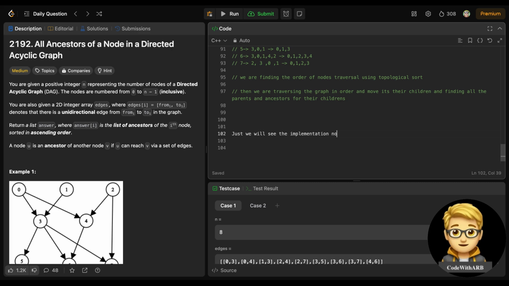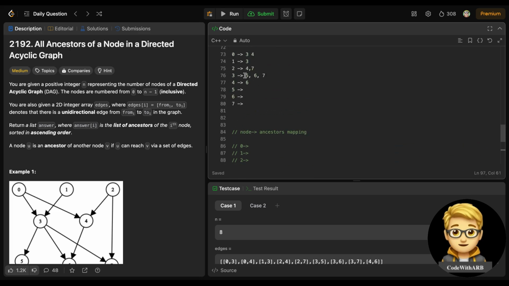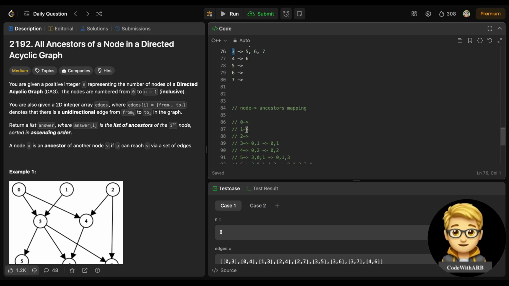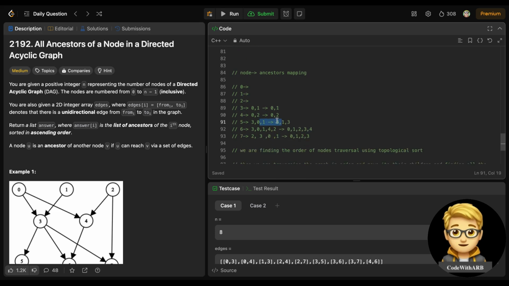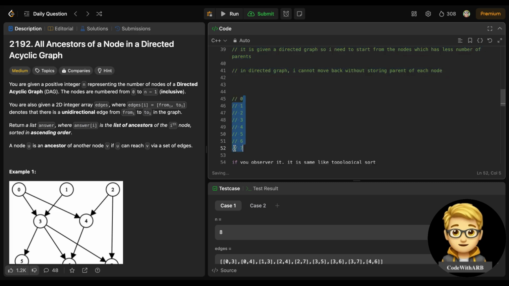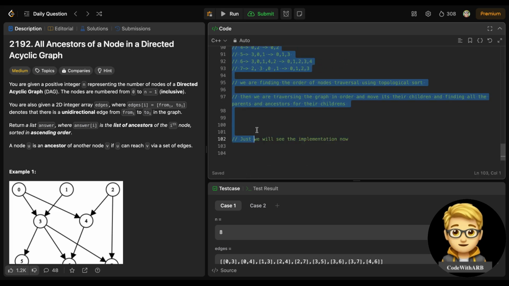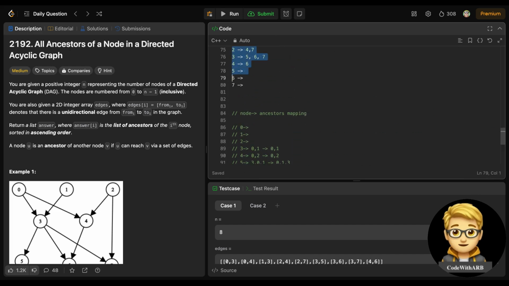You should try to implement it now: first you need to do the topological sort and find the order. Then you move in the order of nodes and find all the children. I have done this. For each node, this is the parent, and if its parent is also available, then we also include that and sort it before inserting into my final answer, right? Let's try to implement it.